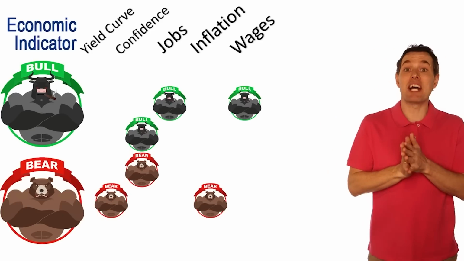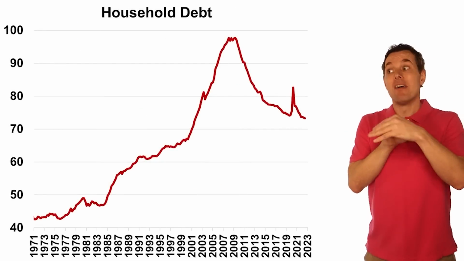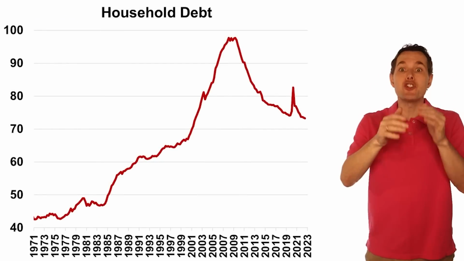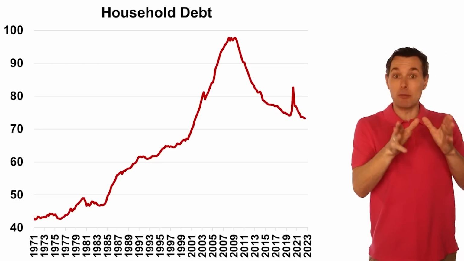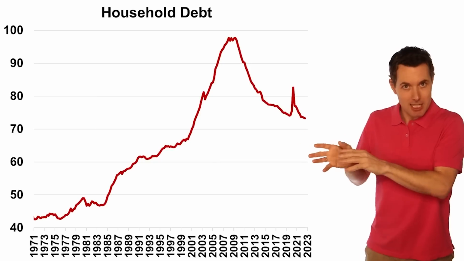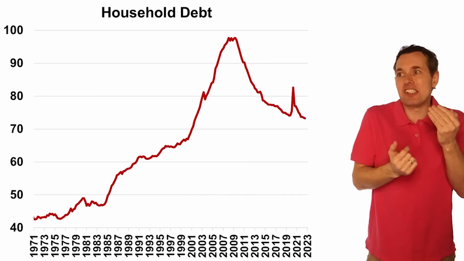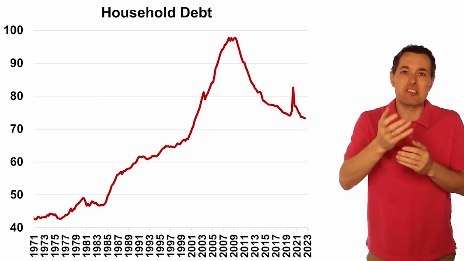Okay, now we've got household debt. This is a measure of household debt compared to GDP. So 100 means that household debt is the same as GDP. What percentage of GDP is household debt? And we've got to look at this and say, okay, is this for the bulls or is this for the bears? Is this a good sign or a bad sign?